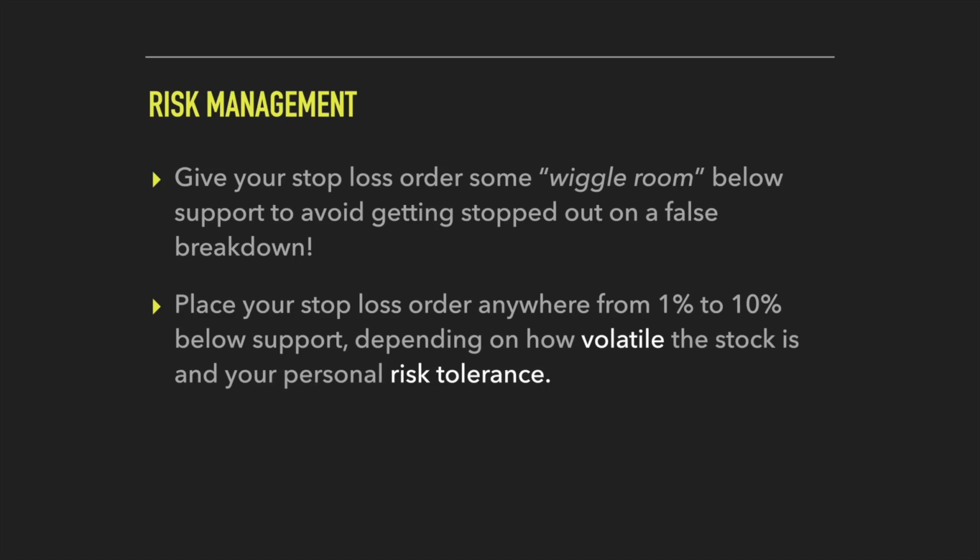And really, this is going to depend on how volatile the stock is that you're trading, and of course, your own personal risk tolerance. Now, as far as volatility goes, if you're trading a stock that trades in very small ranges and there's not a ton of volatility, you can often get away with putting a stop loss anywhere from 1% to 3% below that support level. But if you're trading penny stocks and these low float pump and dump stocks that have a lot of volatility and trade in very big ranges on a daily basis, in my opinion, you probably want your stop loss to be anywhere from 5 to 10% below a level of support to avoid getting stopped out on these false breakdowns.